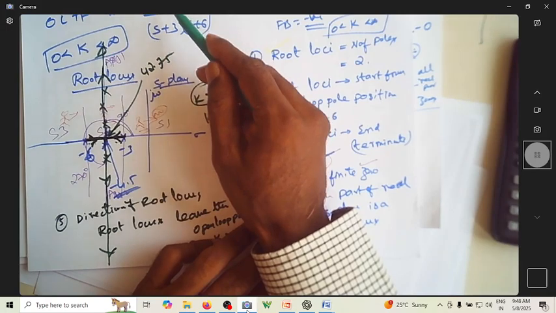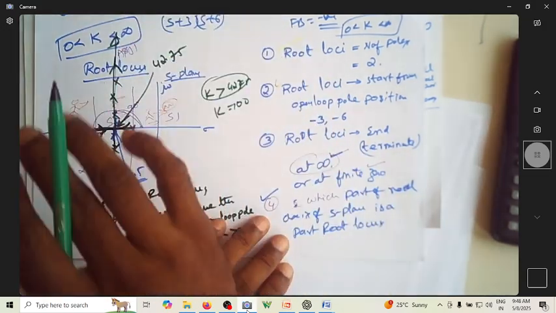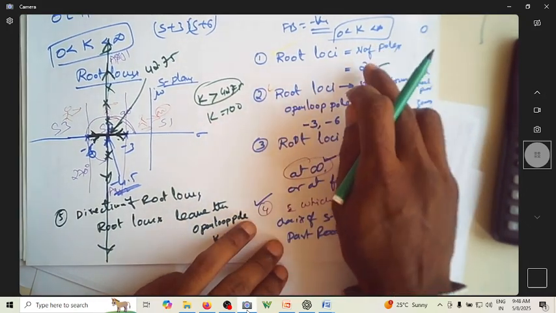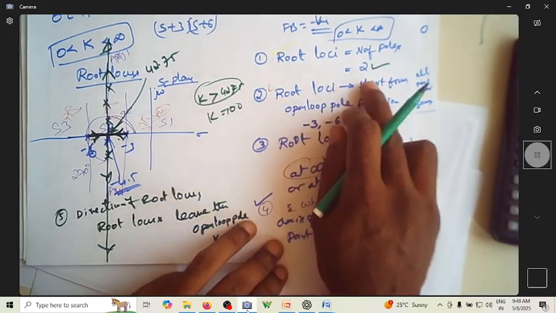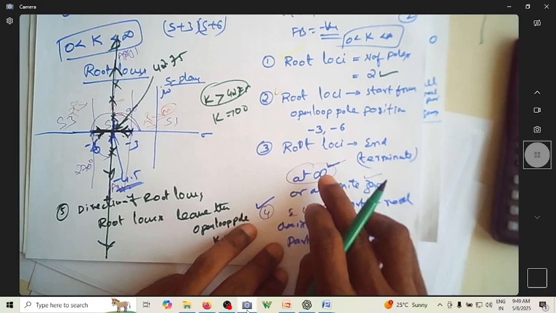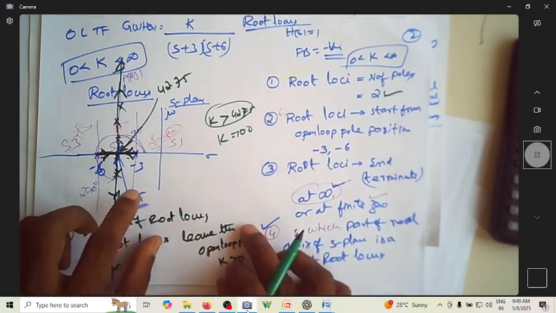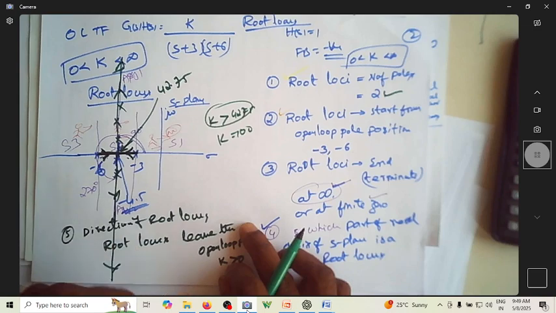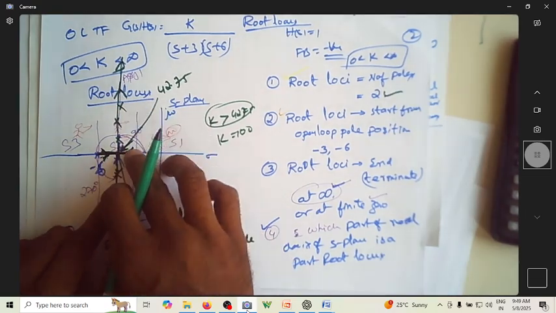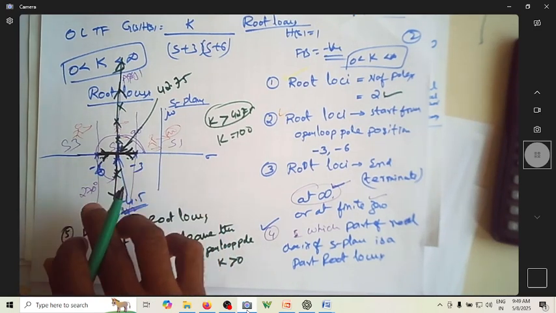The requirement is the open loop transfer function, locate the poles and zeros, and if zeros are there, locate them. Then try to identify the number of loci. It's always equal to the number of poles. And root loci start from the open loop pole positions. The root loci will end at infinity or at zero, depending on whether zeros are there or not. Then identifying which part of the real axis has root locus is important. So that's what you are trying to identify by making this into n number of segments, by drawing lines at the open loop pole and zero positions.